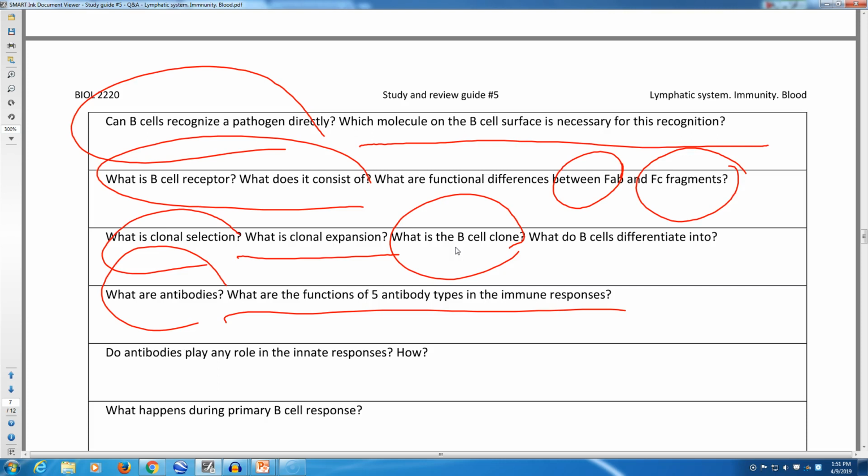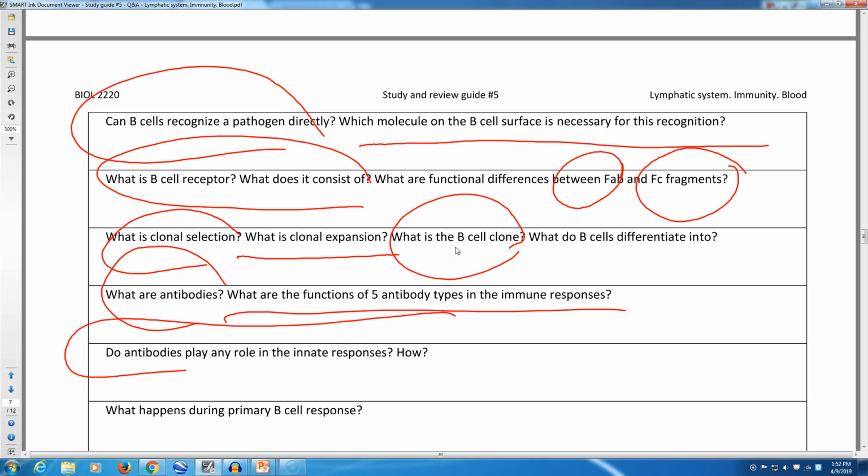So, IgG and IgM activate complement. IgG crosses the placenta. IgA is secretory. IgE mediates allergy. IgD is the B cell receptor. It's basically it. Does that make sense?